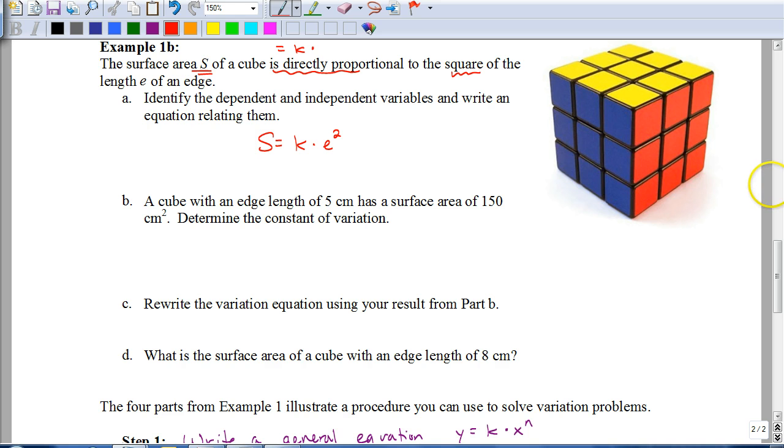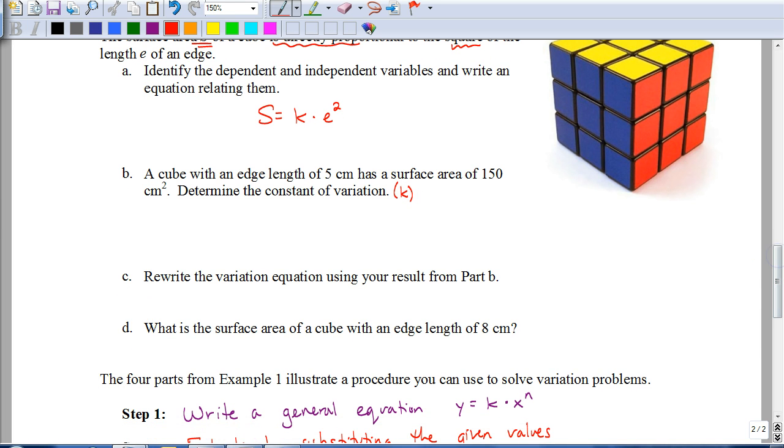Okay, now let's look at part B. It says a cube with an edge length of 5 has a surface area of 150 square centimeters. Determine the constant of variation, where that's your value for k. So why don't you guys take a minute and use that information to find out what k equals. So pause the video now. Okay, here's what you should have gotten. You should have gotten 150 equals k times 5 squared. When you do the math, you should have gotten k equals 6.